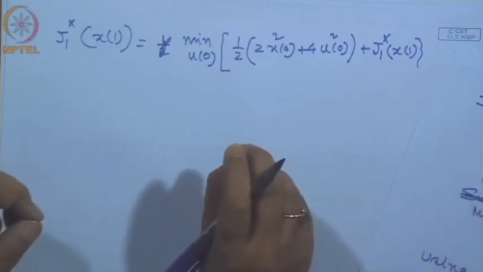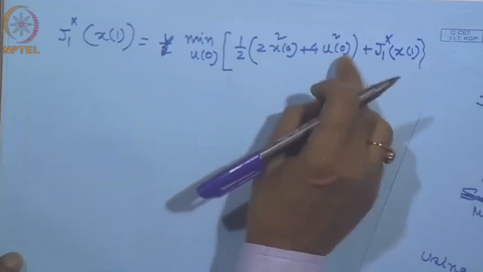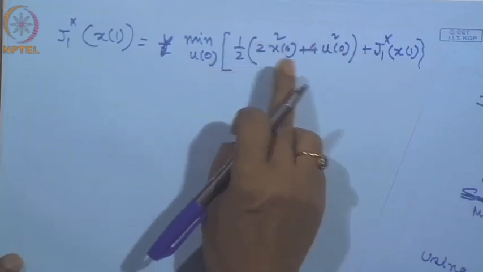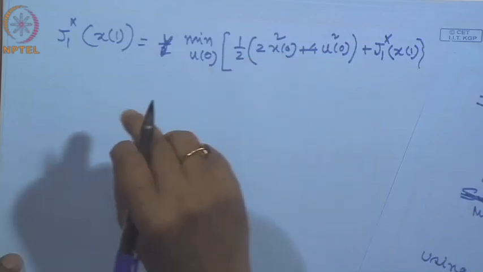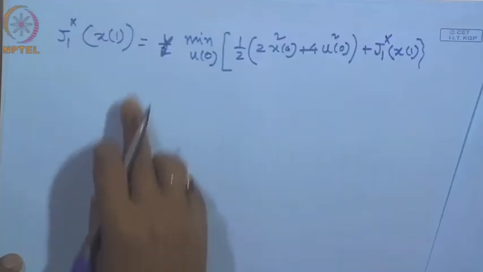That is the optimal cost required for transforming the state from x of 1, meaning k is equal to 1, to x of 2, time index 2. This is the time index. Now, we have to find the minimum value of u, so that we can find the trajectory from x0 to x1. So, we will continue this in the next class. Okay.